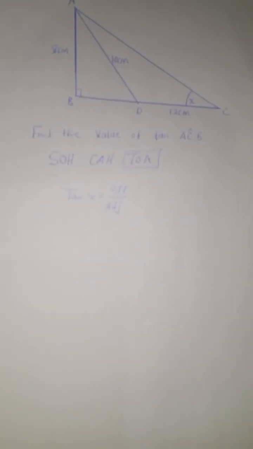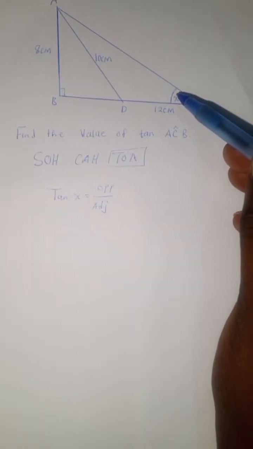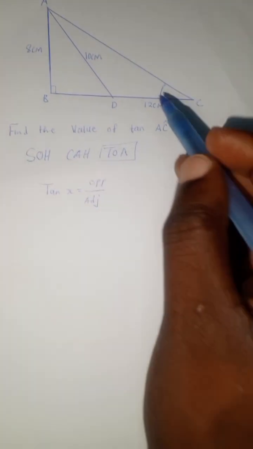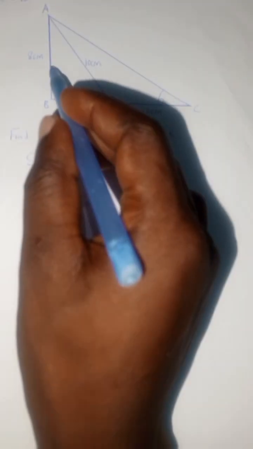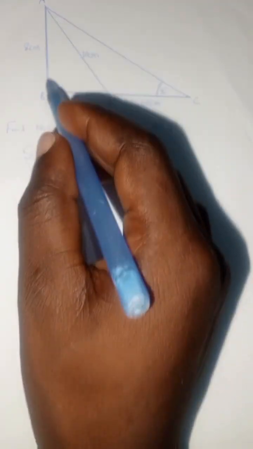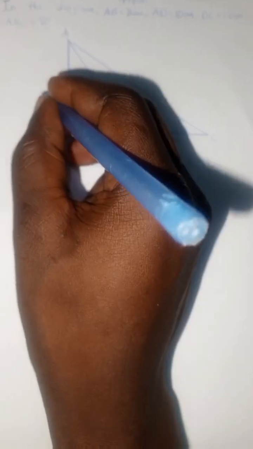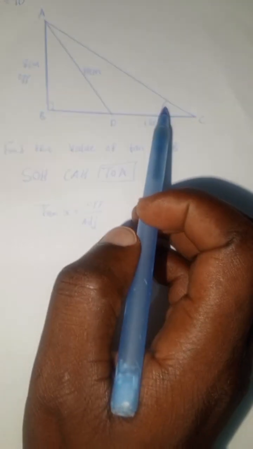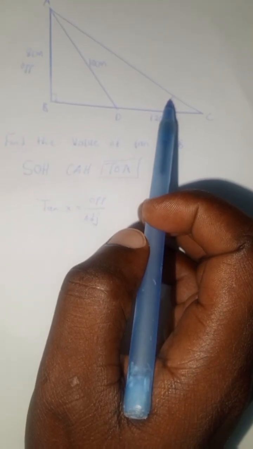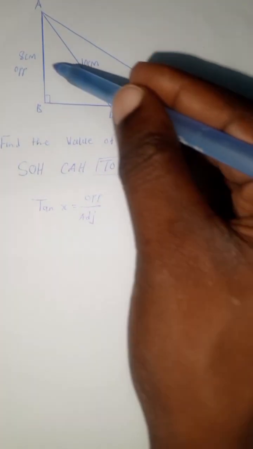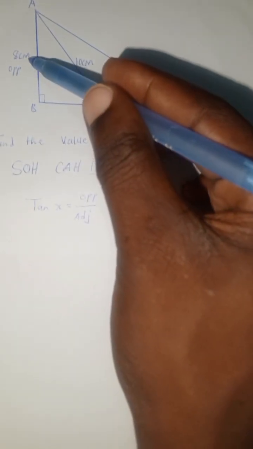Now, what is also important is to come to the diagram and look at the opposite as well as the adjacent. The first thing we'll look at is the opposite of the angle that I'm looking for, which is right there, 8 centimeters. Opposite is always on the opposite side of the angle that you have been asked to calculate. So the opposite of this angle is 8 centimeters.